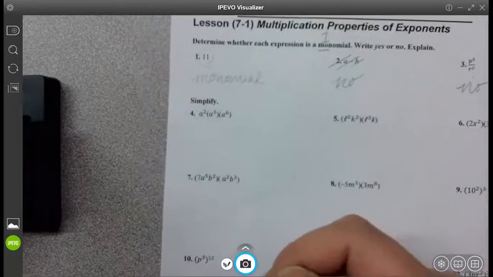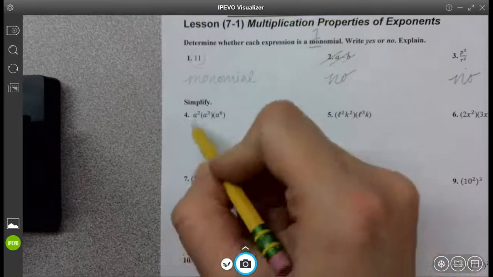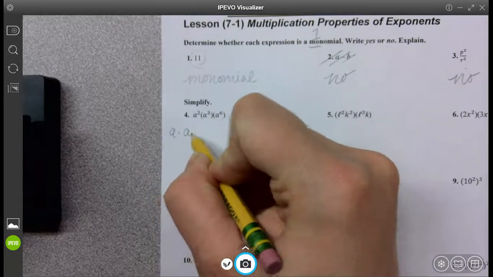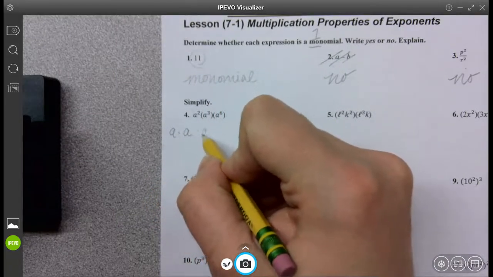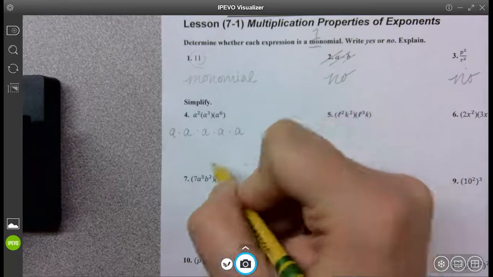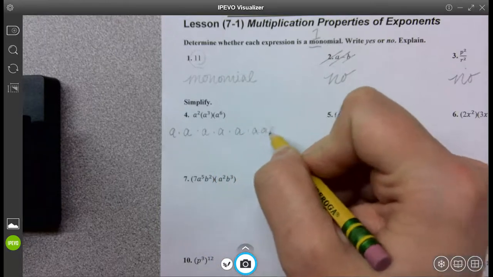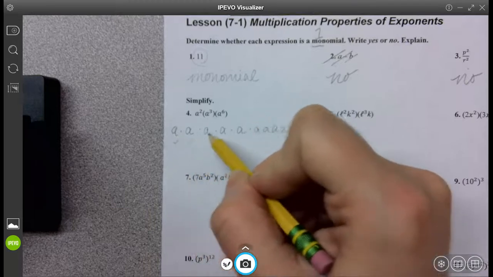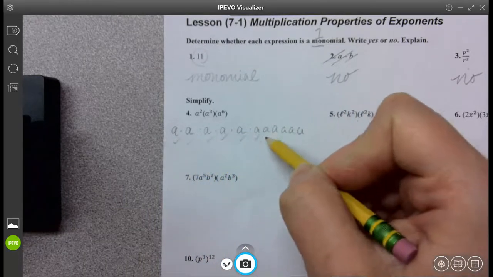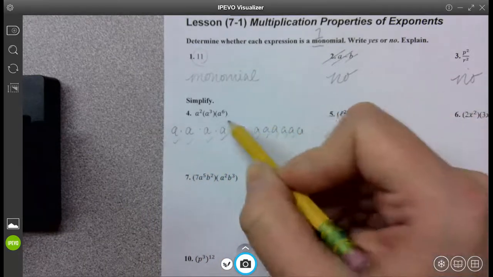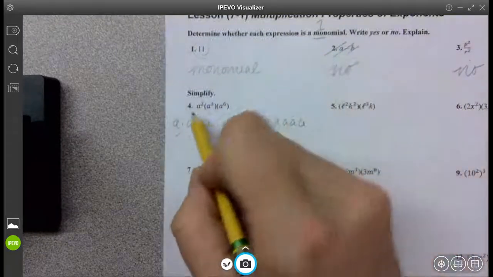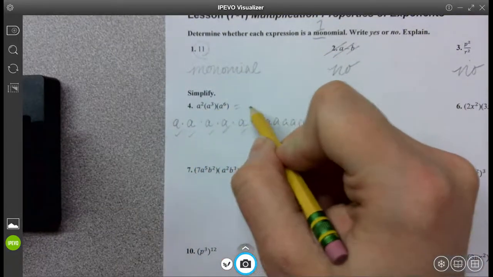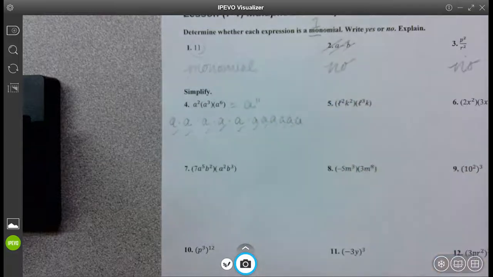So number 4, it's saying if I have 2 a's, that's what a squared is, and then I have 3 a's, and then I have 6 a's. How many a's is that? 1, 2, 3, 4, 5, 6, 7, 8, 9, 10, 11. That's 11 a's. So what I could have done is just add them all together. 11.